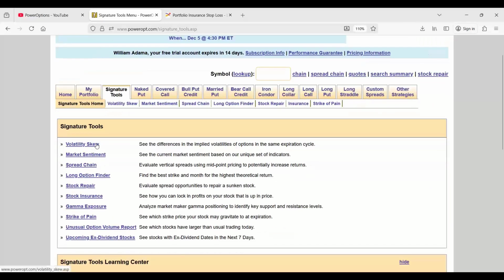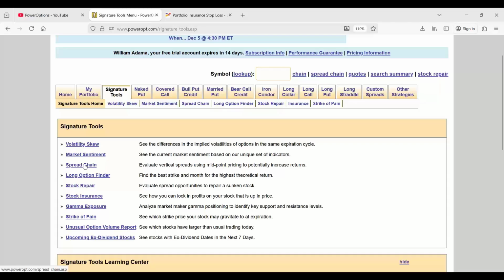The Volatility Skew tool. See the difference in implied volatilities of options in the same expiration cycle, or the curve of the volatility skew on the same stock, comparing options at the same strike going further out in time. Market sentiment, I mentioned, we're going to talk on that in a minute.